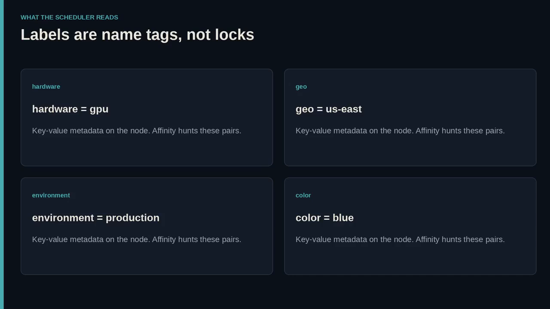A label is not a lock by itself, it is a name tag. The lock is the affinity rule that says, only nodes whose name tags look like this. So the cluster's story splits in two. First, someone must label the machines honestly. Second, someone must write a rule that the scheduler will obey. The next chapter asks how strict that obedience can be.